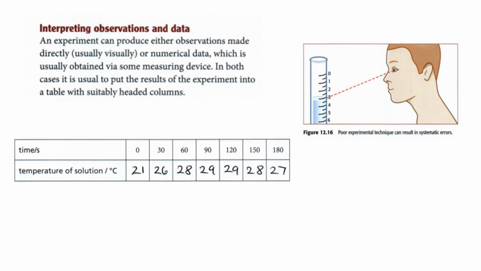Here we have an example of a full experimental technique when we measure a volume of a liquid. The position or the level of your eye should be the same as the level of the surface of the liquid. Not like this.